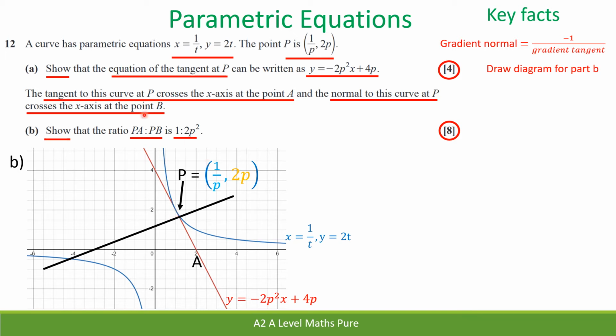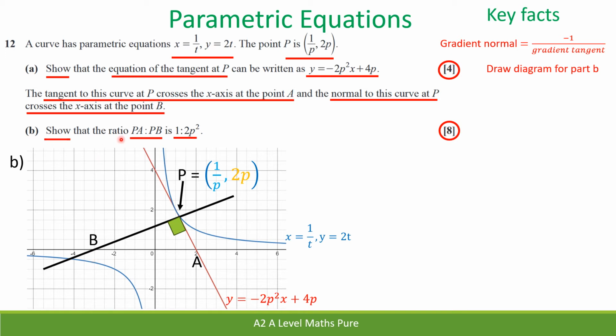And the point B is from the normal to this curve at the point P. So this equation here is a normal. It means there's a right angle between this tangent and the line coming across here. So this is the normal, and it crosses the x-axis at point B. So it crosses the x-axis here at point B.